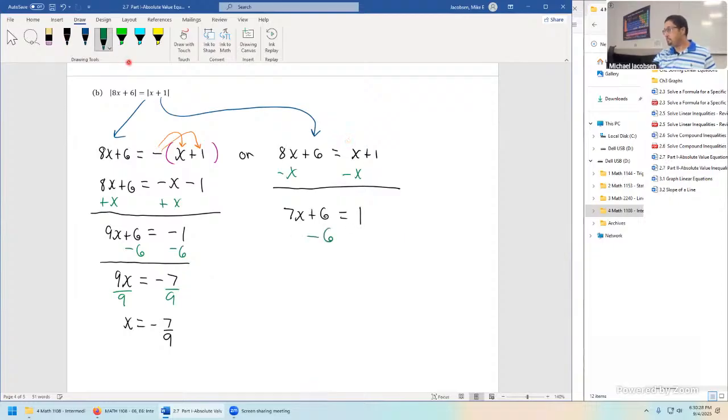Now this time, same exact step. Subtract 6 from both sides. 7x is now equal to -5. Slightly different step now. We're dividing by 7. But very, very similar in spirit. And x is now equal to -5/7. I'll put an or between the two. So now we're saying x is -7/9 or -5/7.